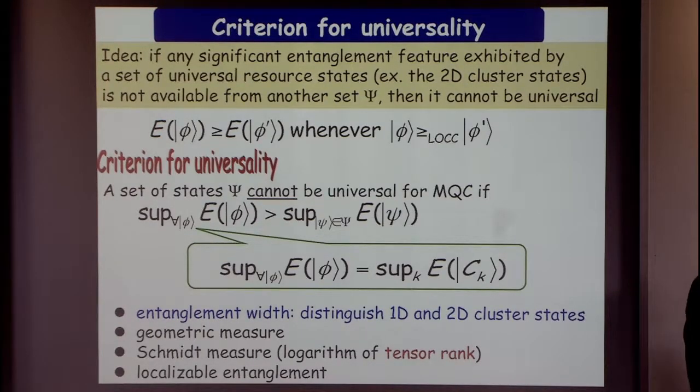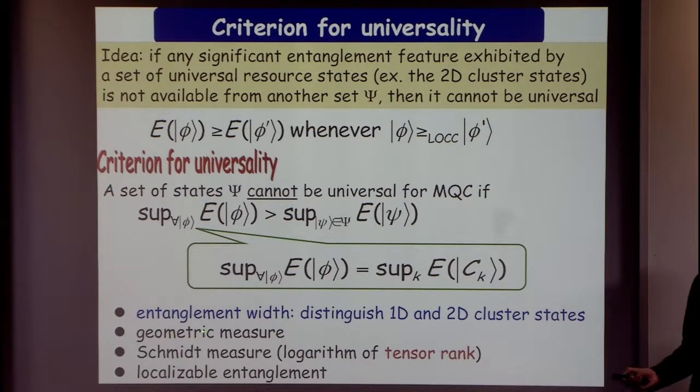And essentially, this entanglement measure tells you whether a given state passes the test of universality or not. Because entanglement is monotonically decreasing under LOCC, in order to be a universal resource, it should have high entanglement. Because this value is only decreasing, if it is limited, there's no chance to create entanglement with higher value. So that gives us the necessary condition for universal resources.